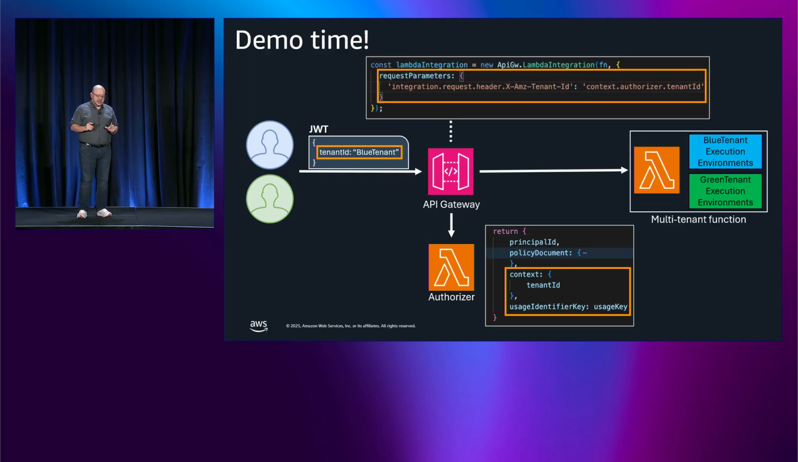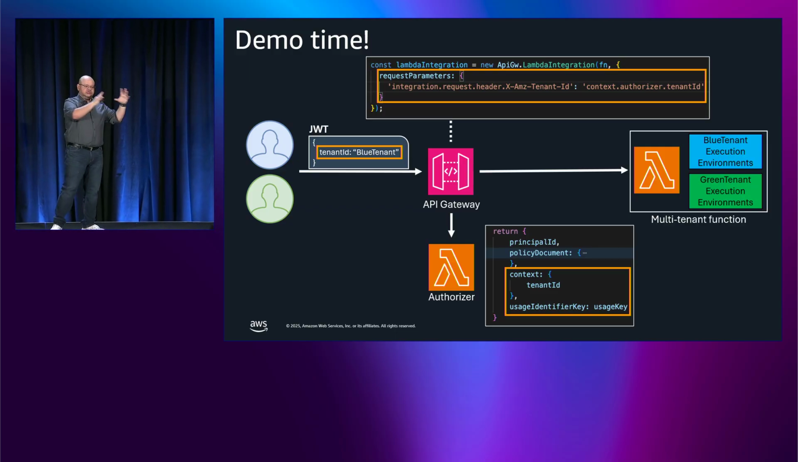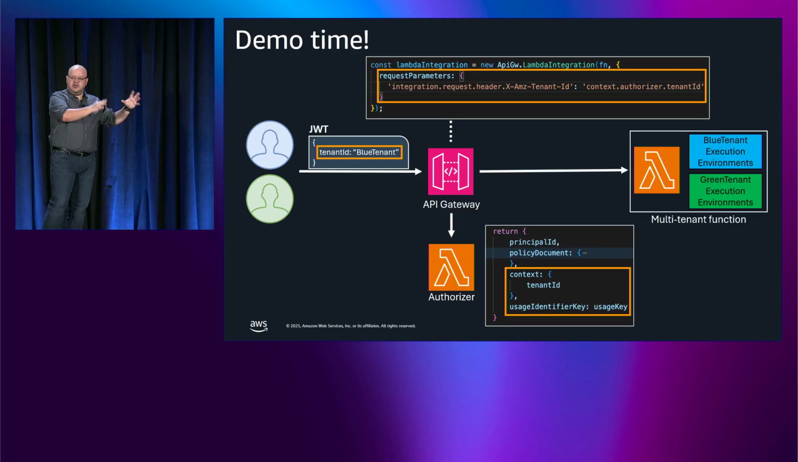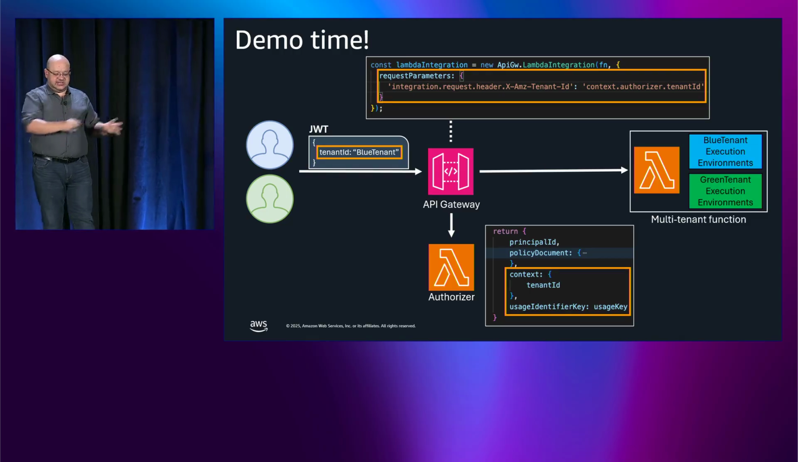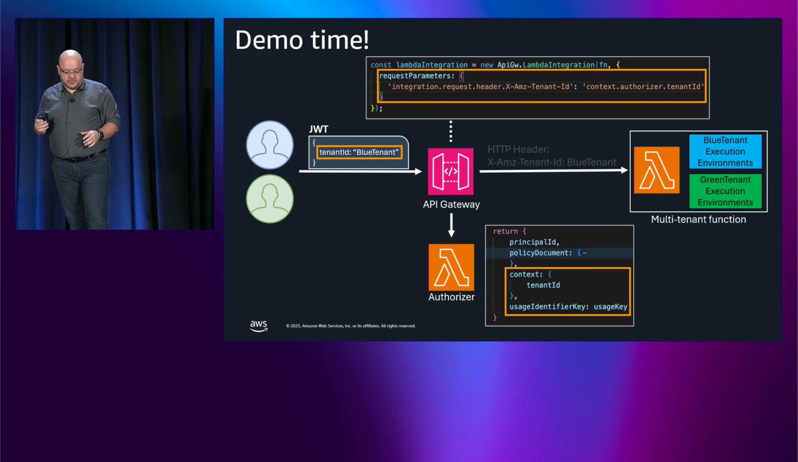What do I do next? When I'm defining my Lambda integration, I'm saying integration.request.header.x-amzn-tenant-id, and the value is coming from context.authorizer.tenant-id. This is the most critical part of the slide. I hope this is clear. This is where I'm saying take the tenant ID from the authorizer response and use it for making requests to the Lambda function as that header. It's a one-line configuration, and this is where the whole magic is happening.